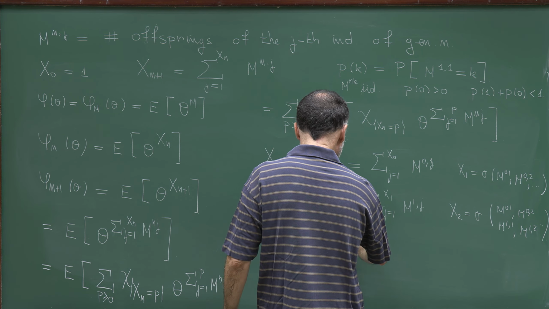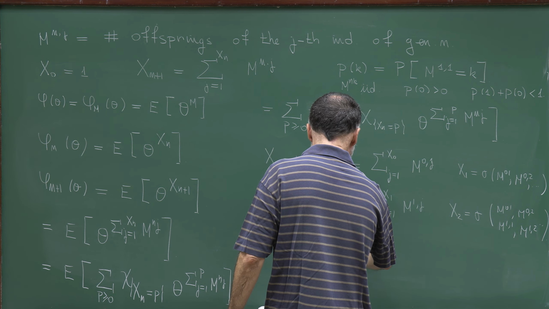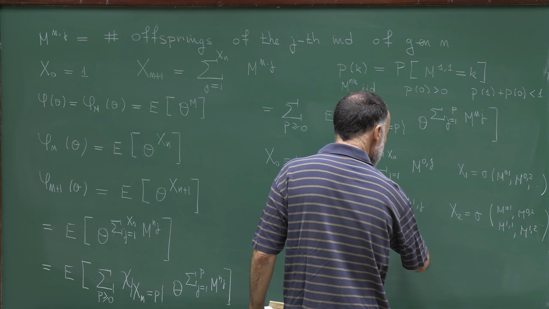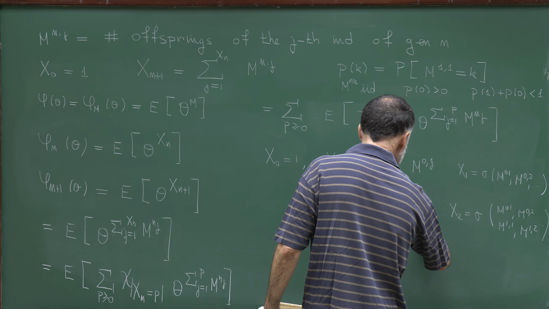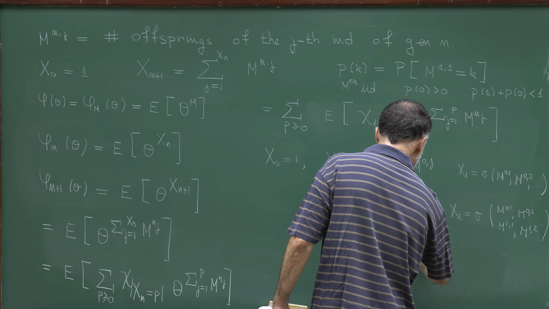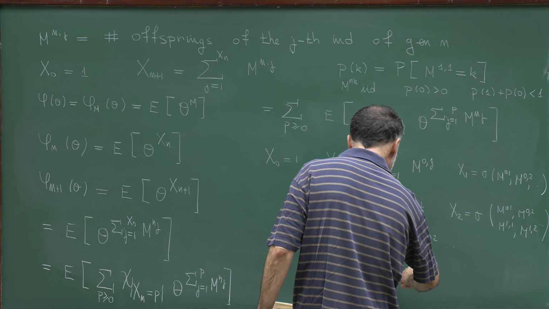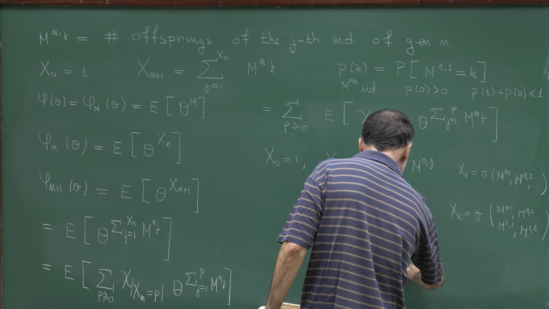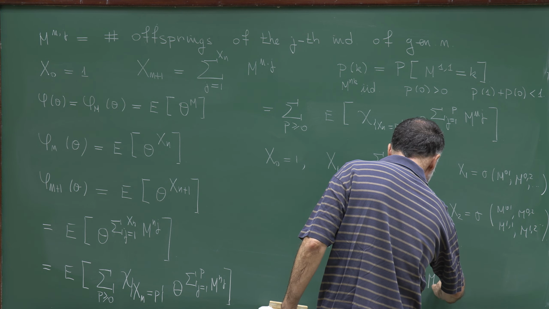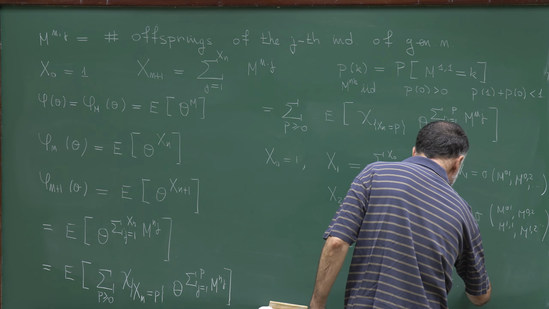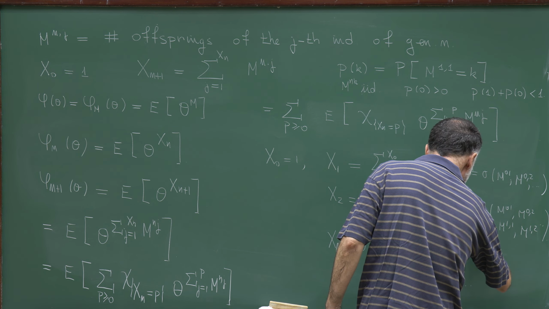And generally, xn will be a function of m01, m02, and so on, and also of m(n-1),1, m(n-1),2, and so on. So if you give me the values of m01, m02, m11, m12, m(n-1),1, m(n-1),2, and so on, I can compute the value of xn. So xn is a function of these variables.